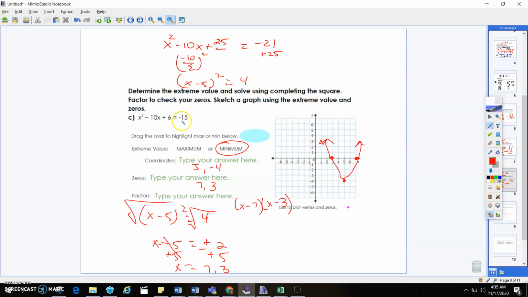Alright, so hopefully that was pretty easy. If not, go ahead and start looking at the independent practice and start talking to your teacher. Completing the square is not the simplest, but if you can get those steps down, like b divided by 2, then squaring it and adding it to both sides, that's the majority of the work.